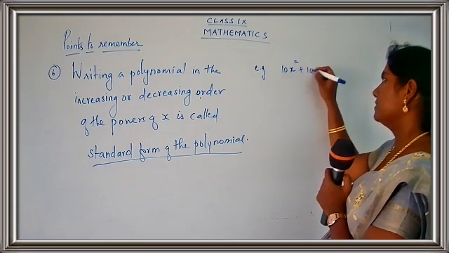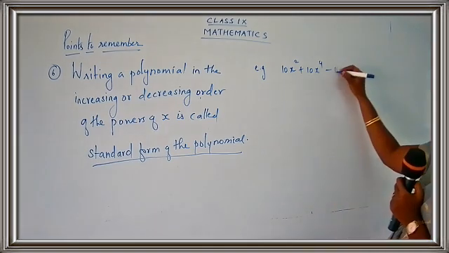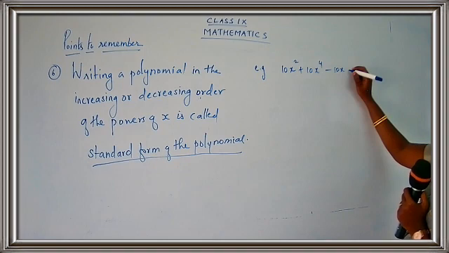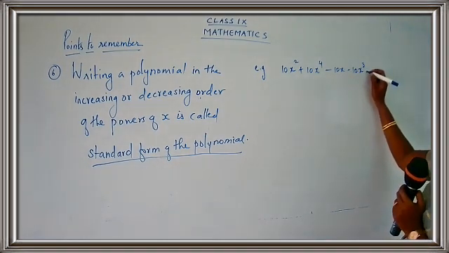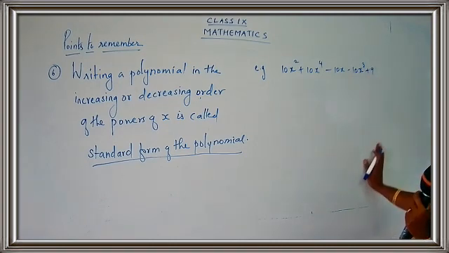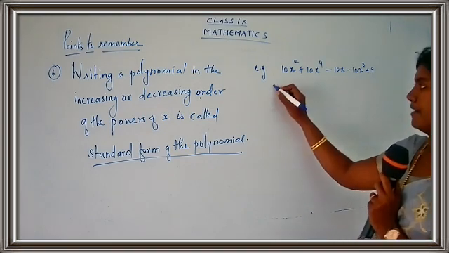So I have just a polynomial with me. The polynomial is 10x square plus 10x raised to 4 minus 10x minus 10x cube plus 9. So I just want this particular polynomial to be written in the standard form. So let me write the standard form of this.